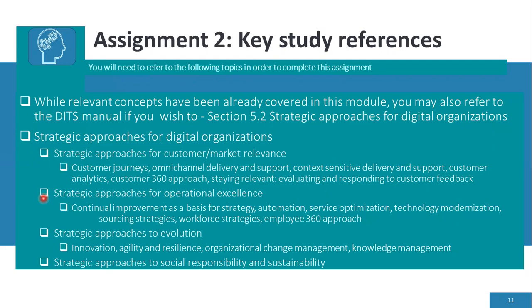The other approaches could be strategic approaches for operational excellence, which includes continual improvement as a basis for strategy, automation, service optimization, technology modernization, sourcing strategies, workforce strategies, and employee 360 approach. Strategic approaches to evolution include innovation, agility and resilience, organizational change management, and knowledge management. And lastly, strategic approaches for social responsibility and sustainability.